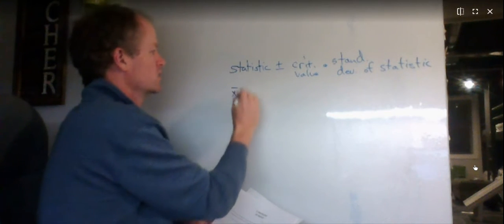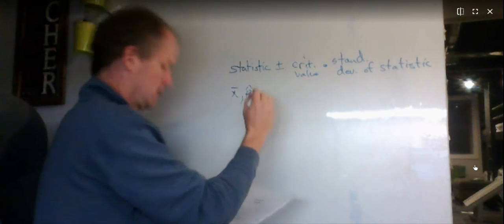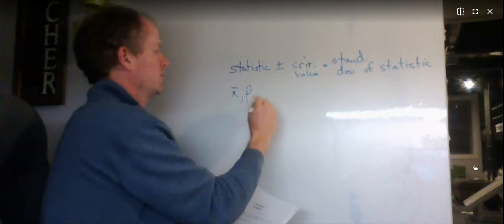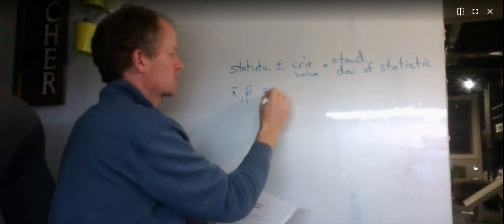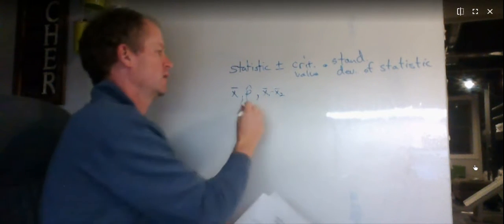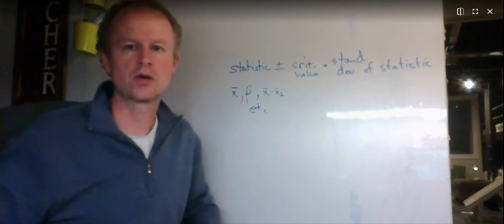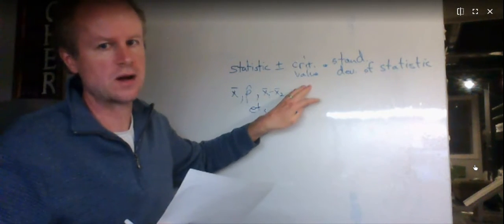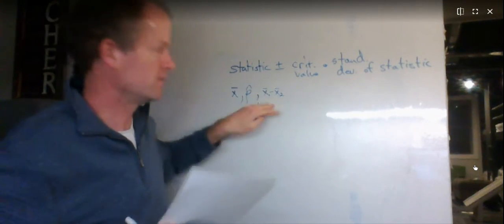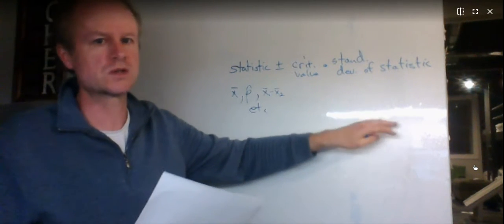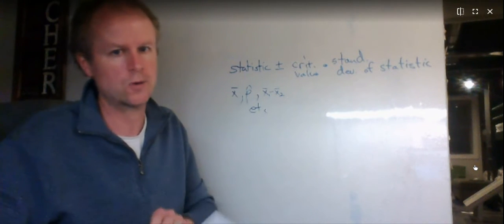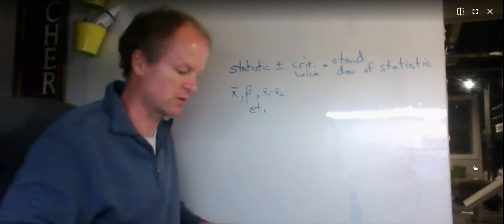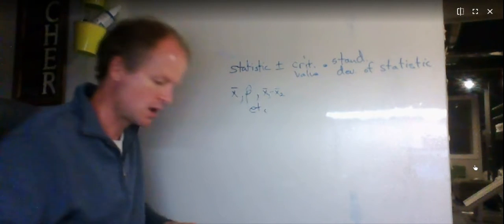When we think about a statistic, this could be x bar, this could be p hat, this might be something like x bar 1 minus x bar 2, etc. That's what we're talking about. Then a critical value, z star or t star, and then the standard deviation of this. When we deal with proportions, remember, we're estimating that standard deviation, so we call it a standard error. Actually, we call it standard error with means as well.